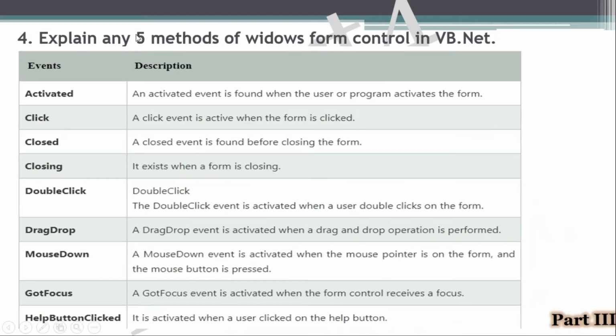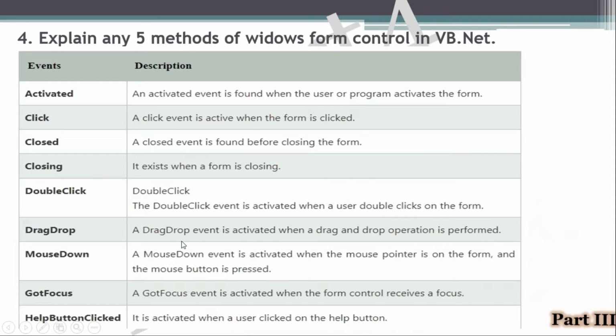Next question. Explain any 5 methods of Windows Form control in VB.NET. Some methods, that is events, are: Activated. An Activated event is raised when the user or program activates the form. Click. A Click event is raised when the form is clicked. Close. A Close event is raised before closing the form. Closing. It occurs when a form is closing. DoubleClick. The DoubleClick event is raised when a user double clicks on the form.